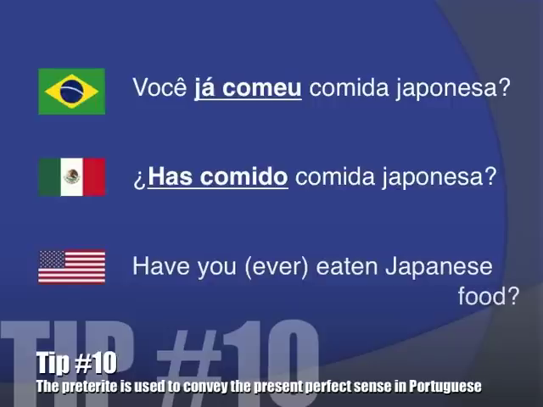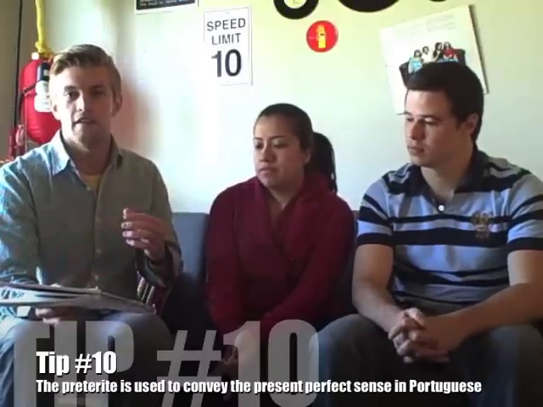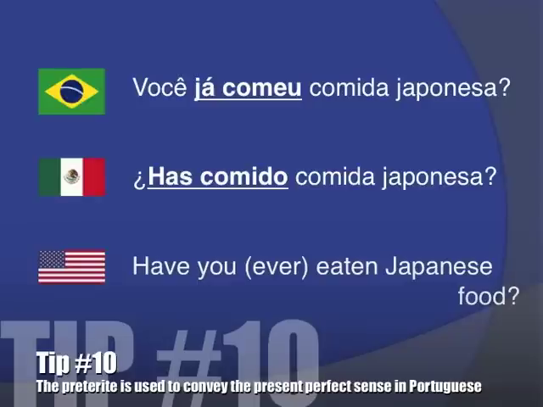And so with this example, literally what Zitelli and I are saying, both in Spanish and in English, is, have you ever eaten Japanese food? In Portuguese, it has the same sense of, any time in the past, have you ever eaten it. But instead, it's conjugated in the preterite. So you heard Glauber say já comeu, which literally means did you already eat Japanese food in English. And so the preterite has this sense of present perfect in Portuguese.